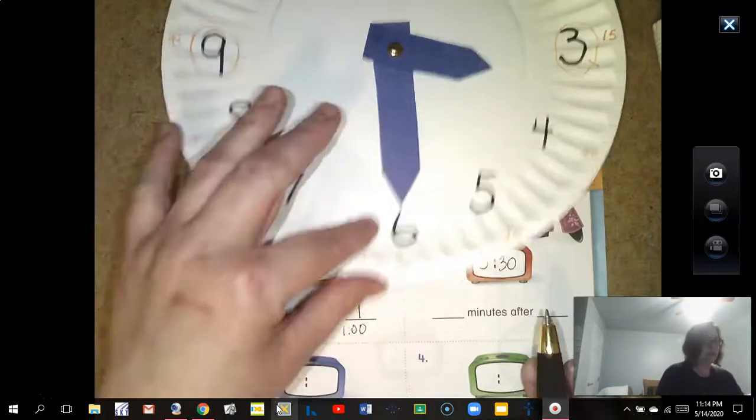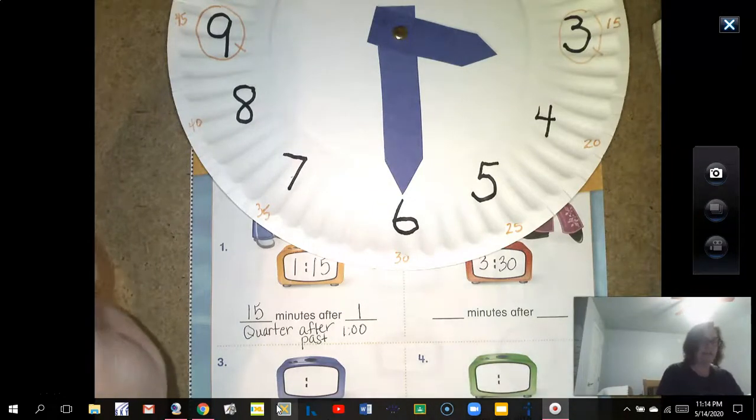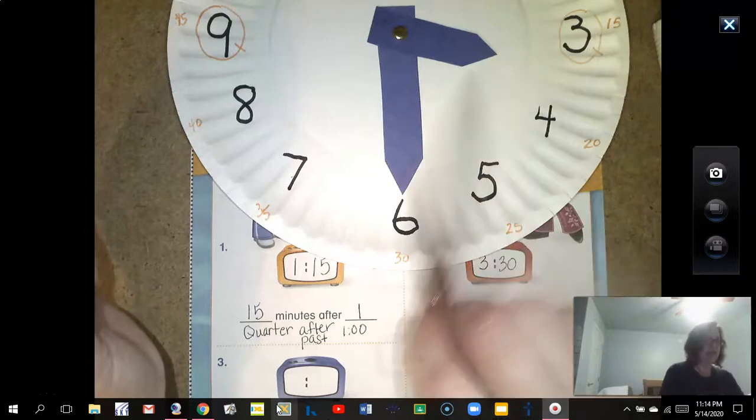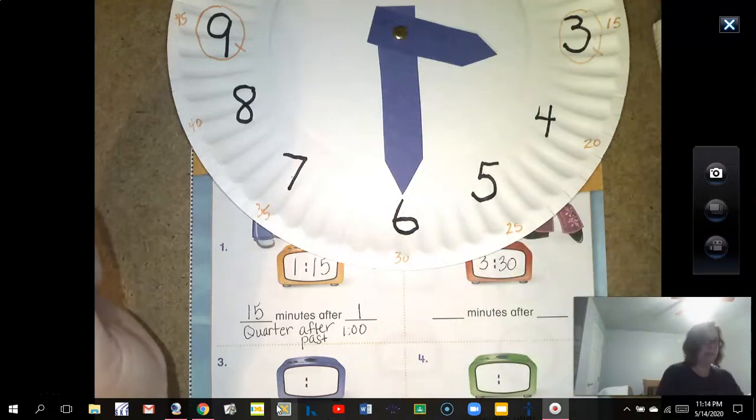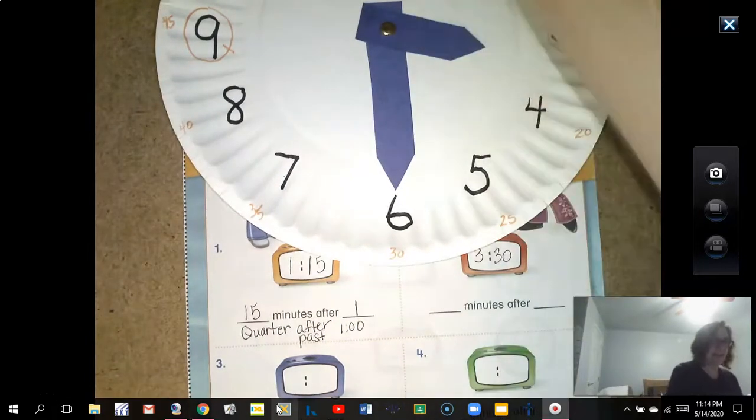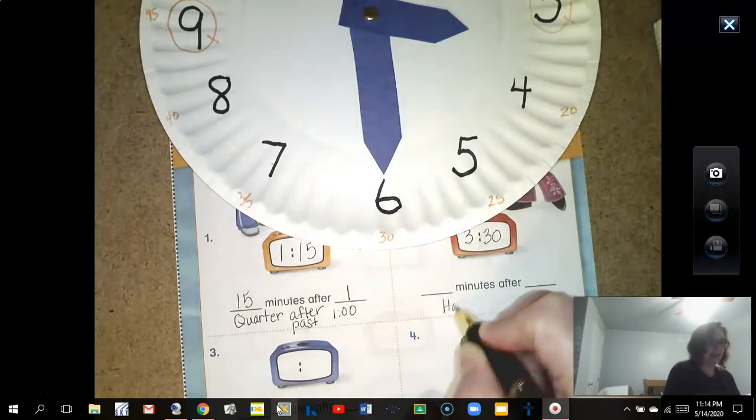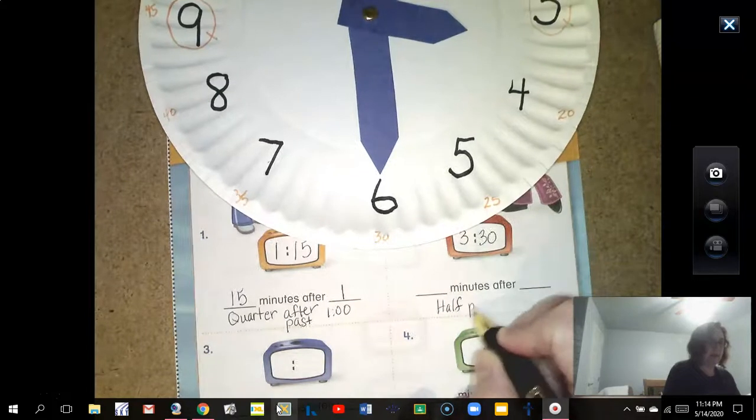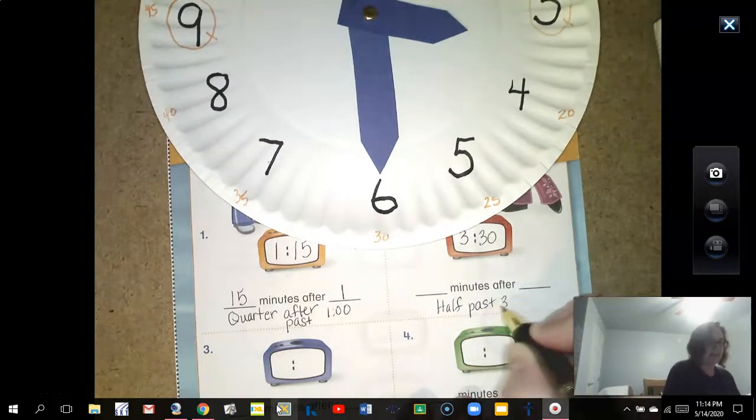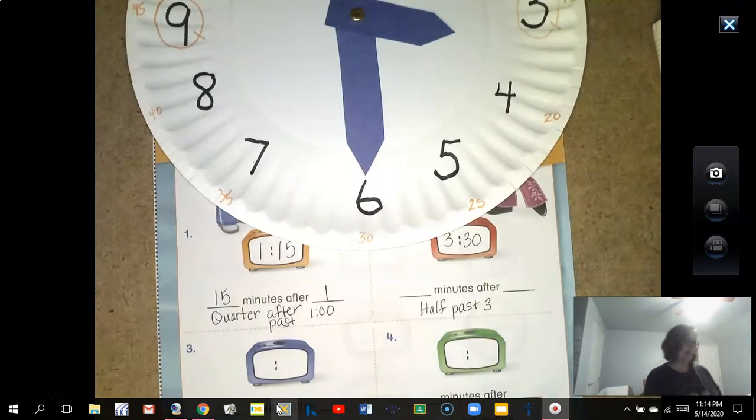But I also want to know, when it's down here, what special words should we use to identify this time? What's another way of saying 3:30? Instead of just 3:30, we can say halfway around the clock. The minute hand went halfway around. So we could say half past 3. Half past 3 or half past 3 o'clock.